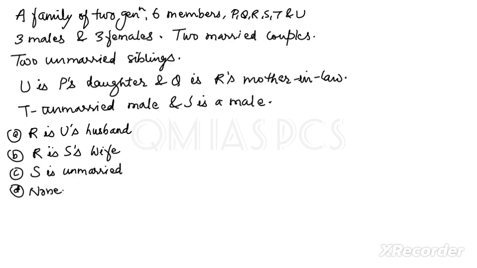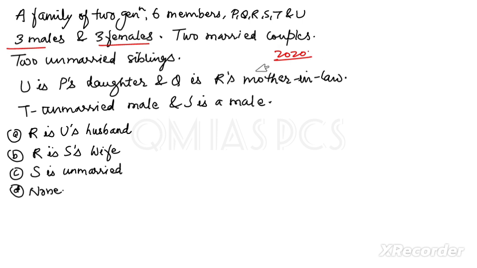Okay, look at this question. This question is from UPSC 2020. The question is: a family of two generations, six members P, Q, R, S, T, and U are given, and three males and three females are there. Two married couples and two unmarried siblings are there. Is it clear? Now the hints given are: U is P's daughter, and Q is R's mother-in-law.